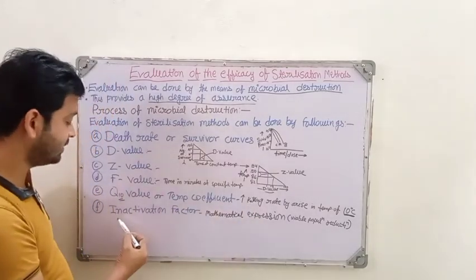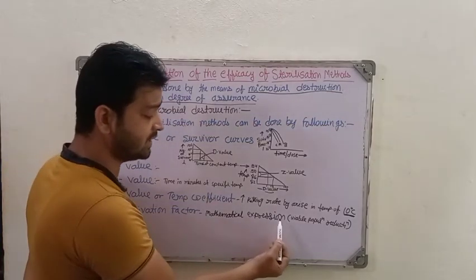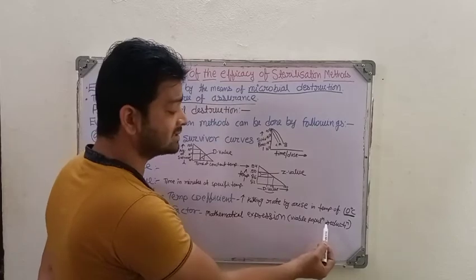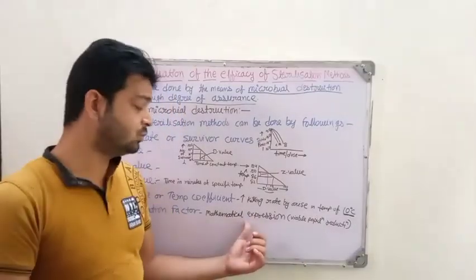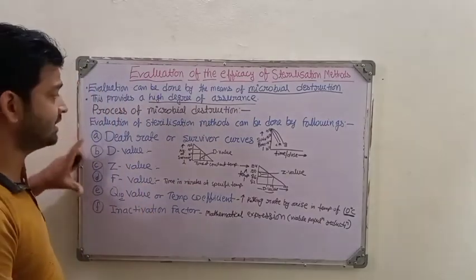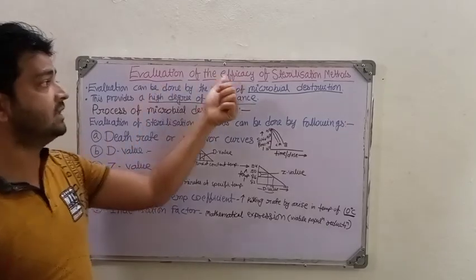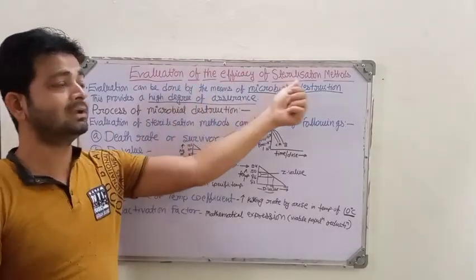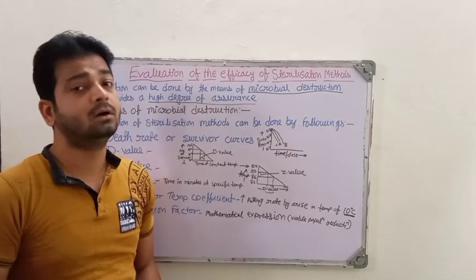Okay, the next one, the last one, is the inactivation factor. It is nothing but a mathematical expression where the required viable population reduction is presented in this particular inactivation factor, right? So this is the sixth method or tool which we adopt for getting the efficacy rate of a particular sterilization method, whether it is dry heat, wet heat, ultrafiltration or chemical method, right?